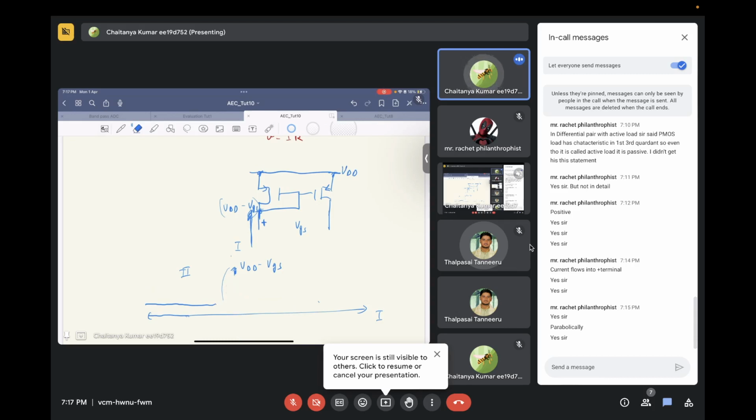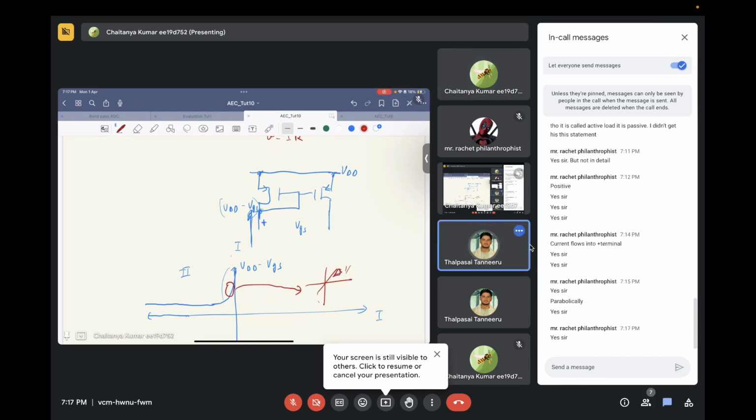For example, around 1 by gm. It basically looks like a source with a slope of 1 by gm. So as far as small signal is concerned, this is a passive circuit, but as far as large signal is concerned, this is an active circuit.